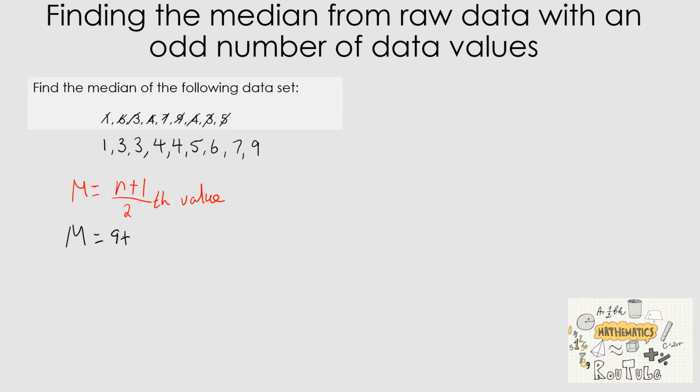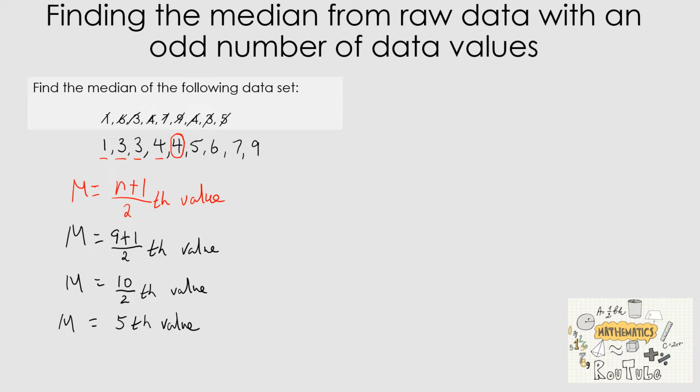Then (9+1)/2. Now we can use that formula to work out where the median is. So now we've got 10/2, so the median is the 10/2 value. Then the median is the 5th value. Remember, that's telling us where the median is, not what the median is. So now we go back to our data values and we say, that's the first value, second value, third value, fourth value, and 5th value. So that's the position of our median. Therefore, we can clearly say that our median value is 4.